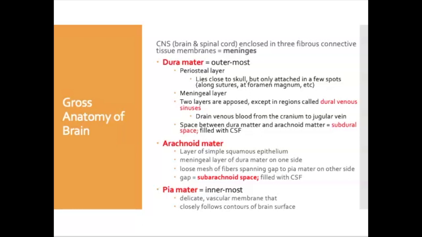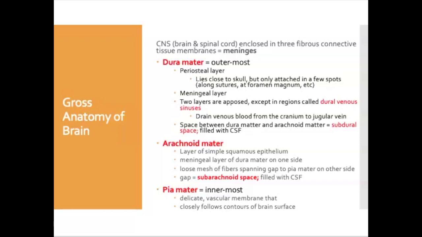Now, underneath the dura mater is the arachnoid mater. This layer of tissue looks a lot like it does as it lays over the spinal cord. It's composed of a layer of simple squamous epithelium. It faces the meningeal layer of the dura mater on one side, and on the other side, it has that meshwork of fibers extending off of it and reaching towards the pia mater. Remember, that is subarachnoid space, and that is another space that is full of cerebrospinal fluid.